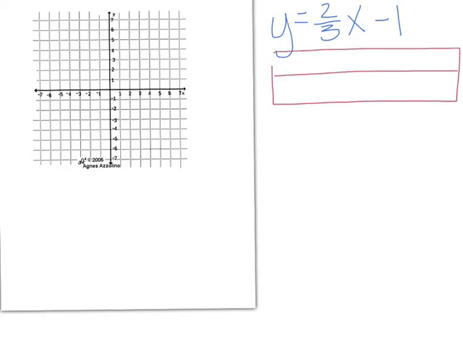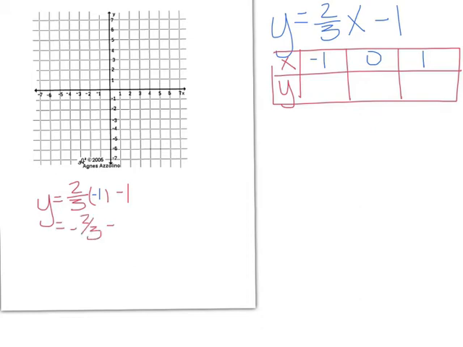So here's our table with x and y values. We only need 3. The x values that I'm going to choose, I'm getting a little predictable here, but they're the easiest to work with: -1, 0, and 1. So let's go ahead and work this through. So we have y equals 2/3 x minus 1. And when x is a -1, that gives us a -2/3 minus 1, which is a -1 and 2/3.